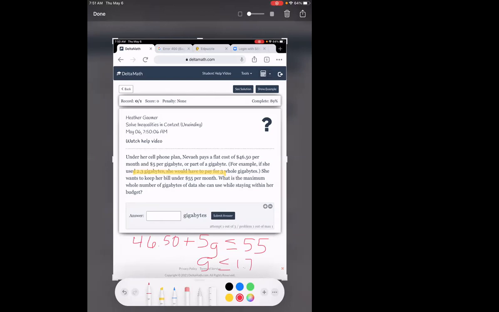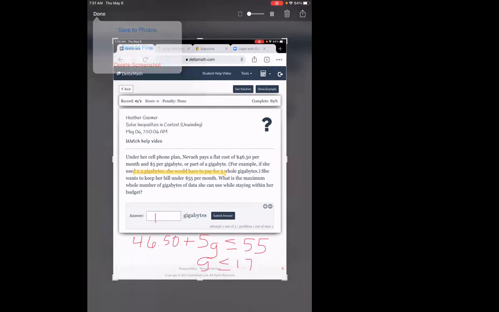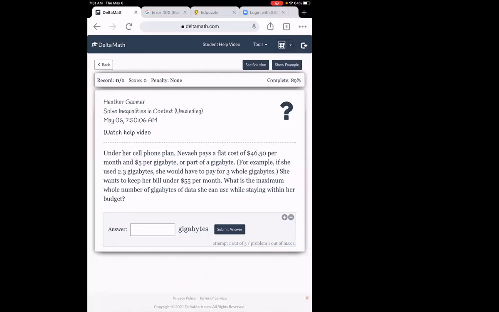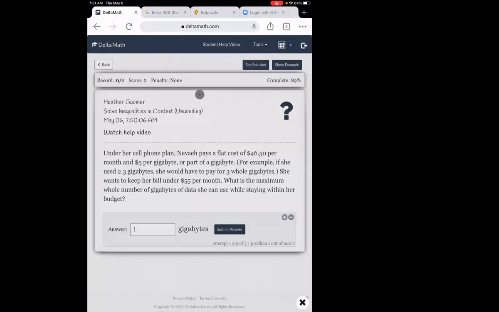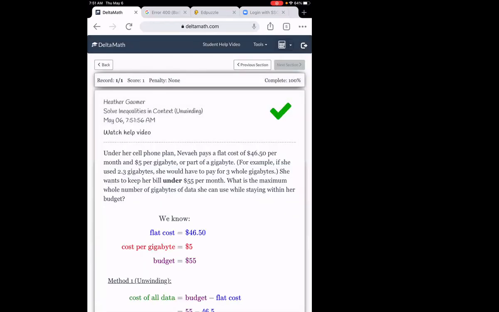If she goes over to 1.8, it's going to take her over the $55. So how many gigabytes can she use? 1 or 2? 2 takes her over budget, so she can only use 1 gigabyte. So I'm going to put in a 1 and submit my answer. And we got it right. Be careful. Sometimes you can put in the 1.7. Sometimes you have to read the problem to understand that you cannot.